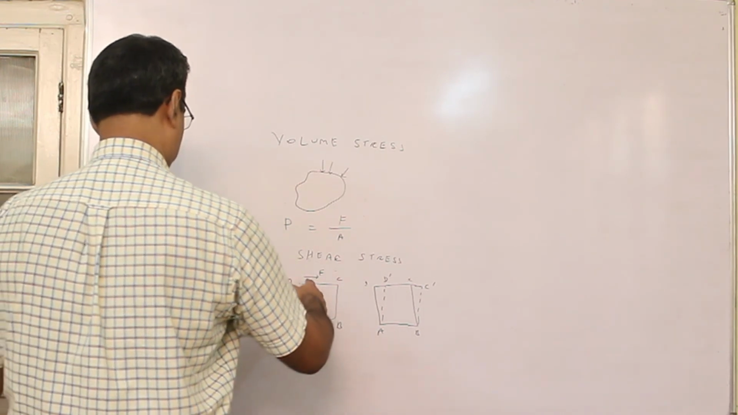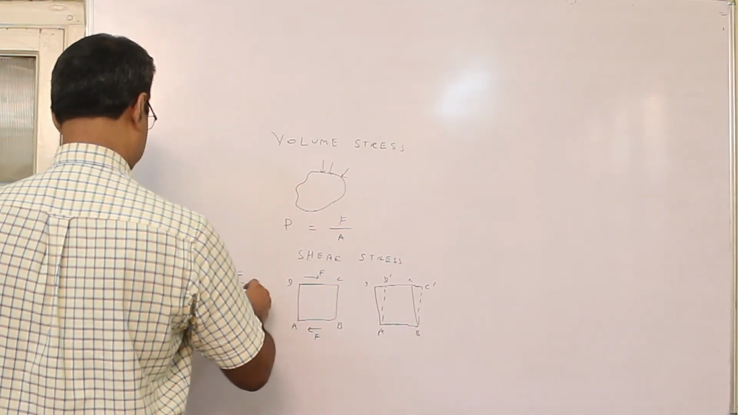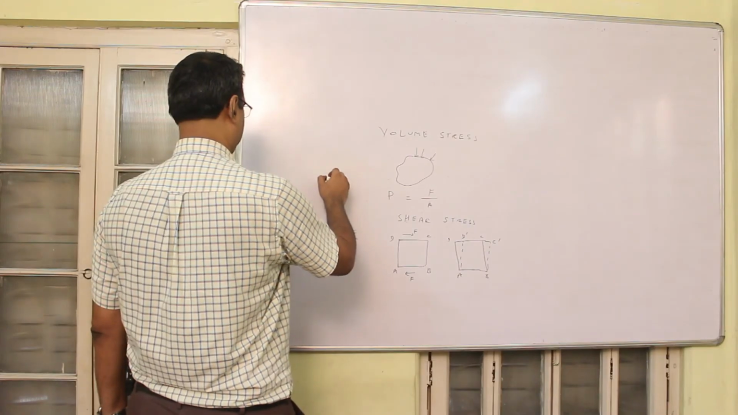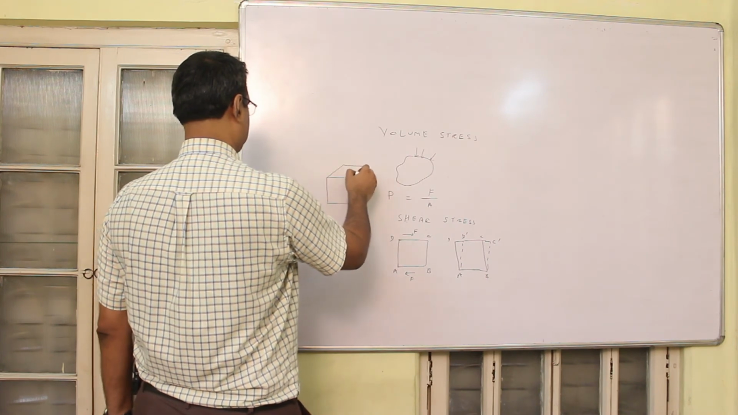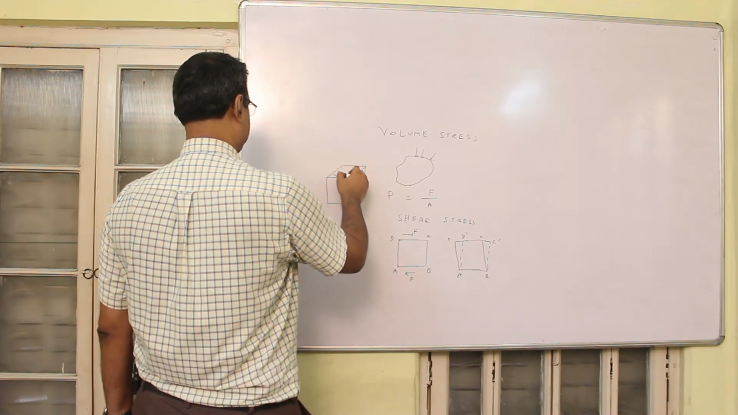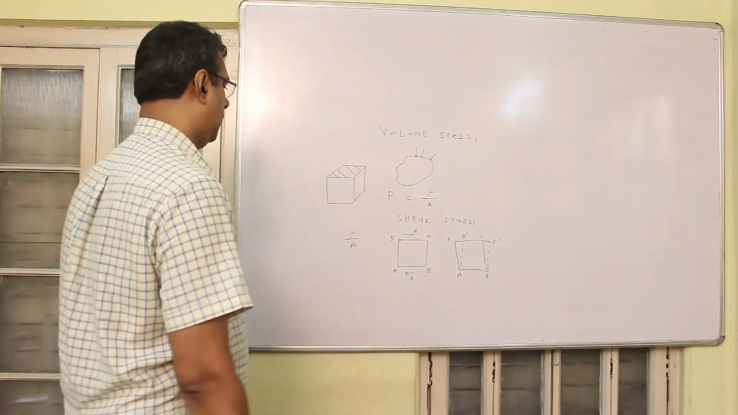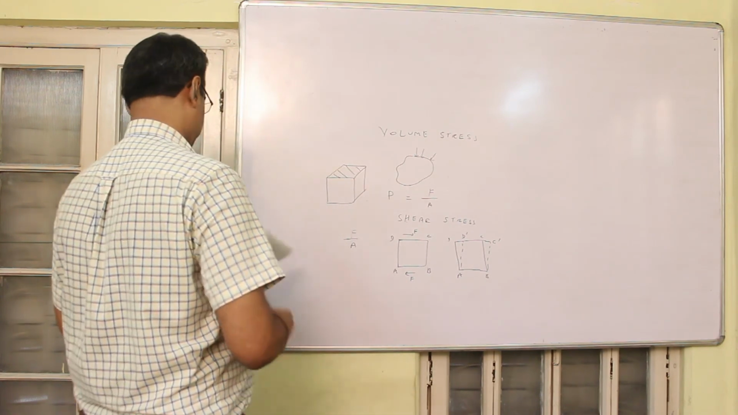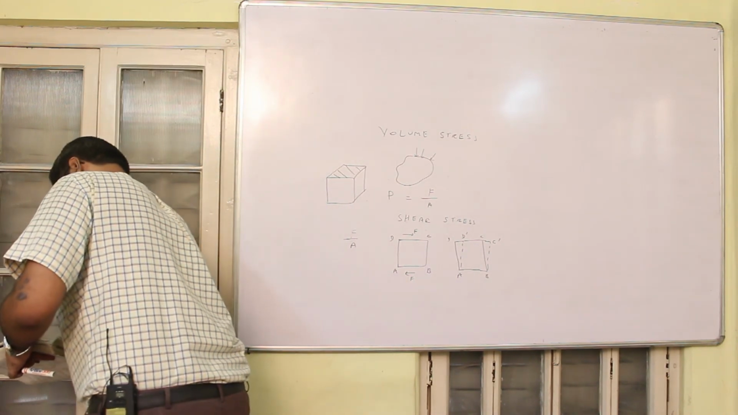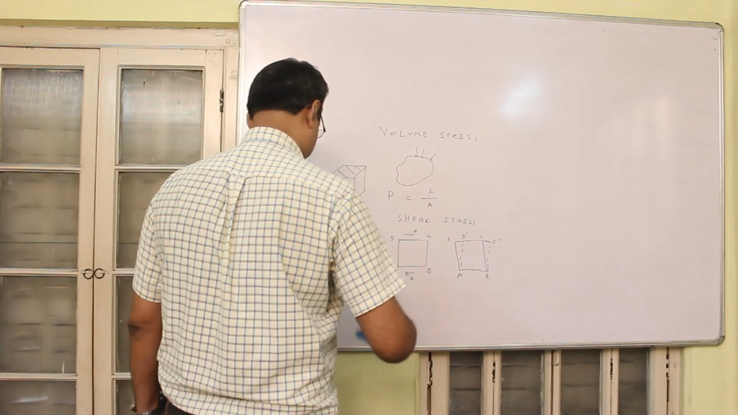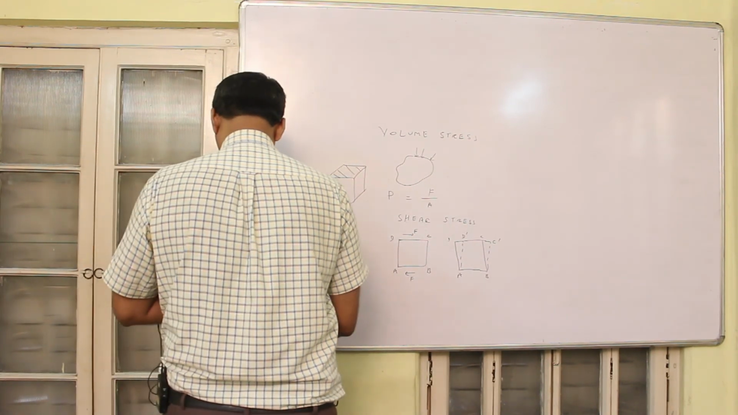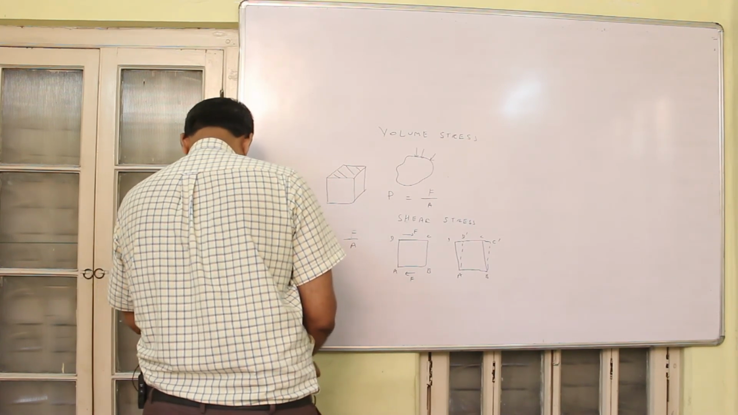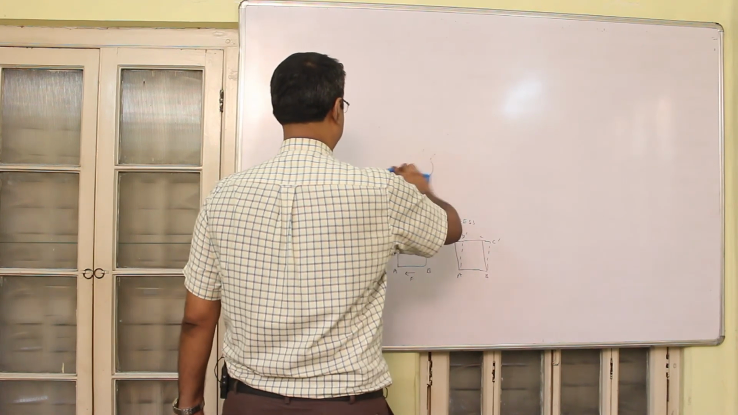So the force F divided by the area of this face. To give you an idea, when I say area of this face, the diagram actually looks like this. So when I say area of the face, I am talking about this area. So the force divided by the area of the face is known as shear stress. So these are the three types of stress: longitudinal, volume and shear.